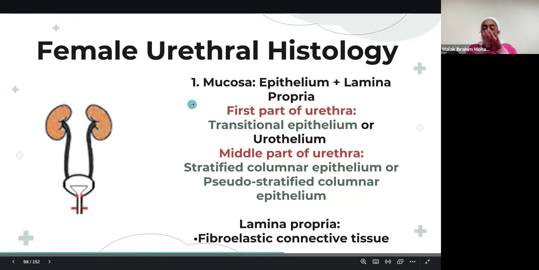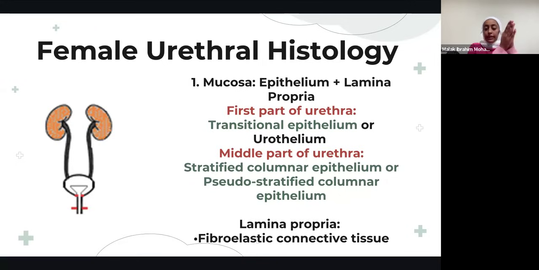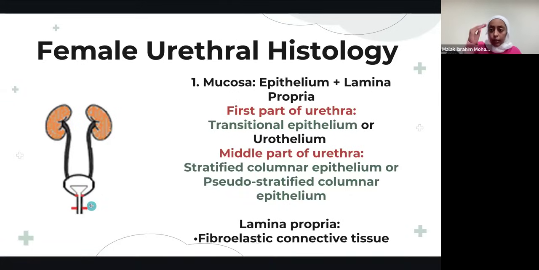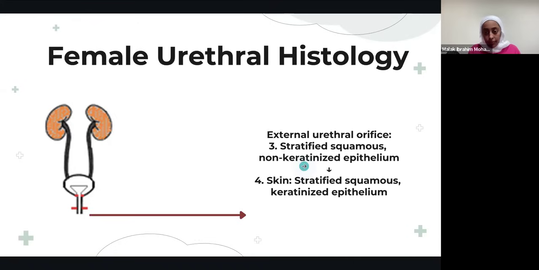We said there are always three layers. Mucosa, which is basically the epithelium and the lamina propria, and then the muscularis, which is the muscle part, and then lastly the adventitia. Let's start with the mucosa. The first part of the urethra is going to be transitional epithelium. And then the middle part of this urethra, this part here, is going to be the transitional epithelium. And then a little lower is going to be the stratified columnar epithelium. And we said the mucosa is basically epithelium and lamina propria. And what's the lamina propria? Fibroelastic connective tissue.